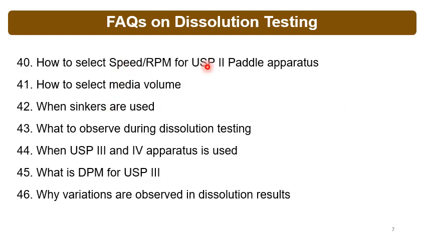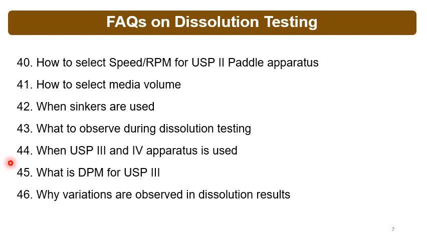How to select speed or RPM of USP 2 paddle apparatus? Speed or RPM is selected based on the standard conditions like 50 RPM, and if you are not getting the extent of release, then you can increase the speed based on the physical observations like heap formation or cone formation. So from 50 you can go to 60 and then you can increase up to 75 RPM.